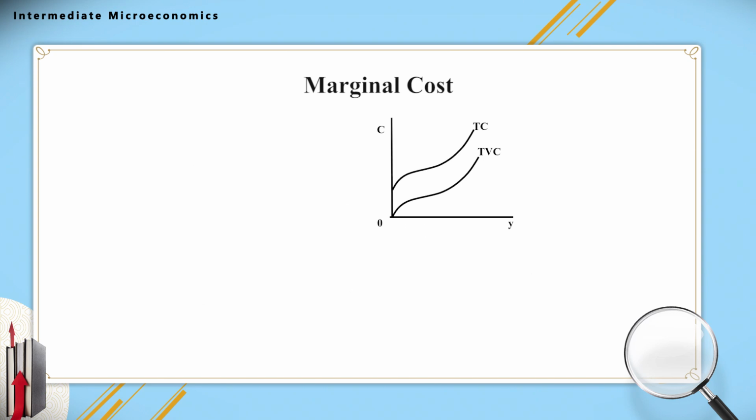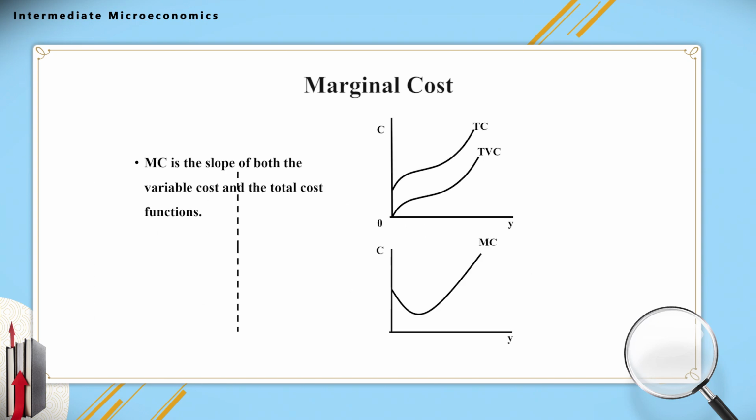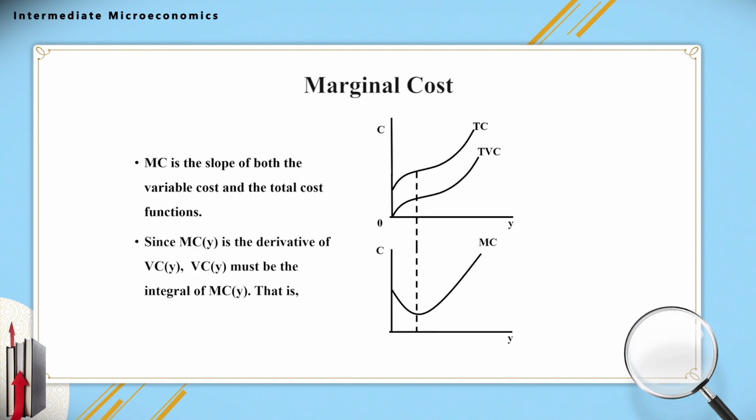Recall our total cost curves. The total cost curve is always parallel to the variable cost curve. That is, at any given output level, the slope of the two curves must be equal, and their slope is marginal cost at this output level. Since marginal cost is the derivative of variable cost, the variable cost must be the integral of marginal cost.